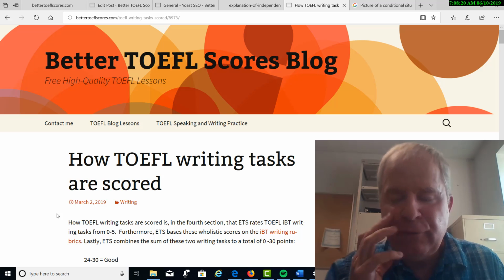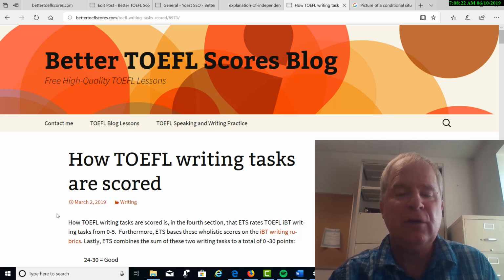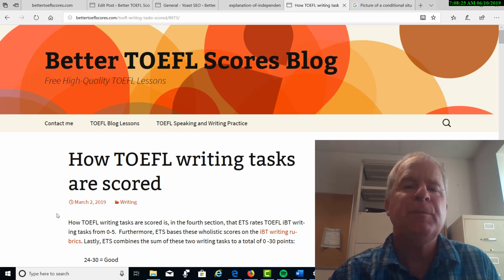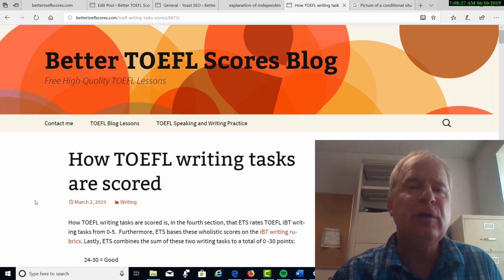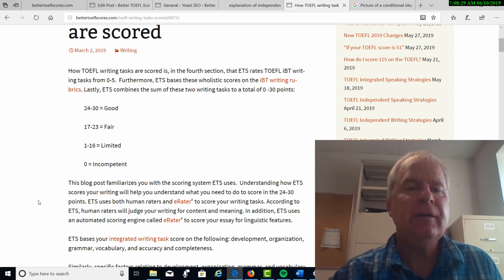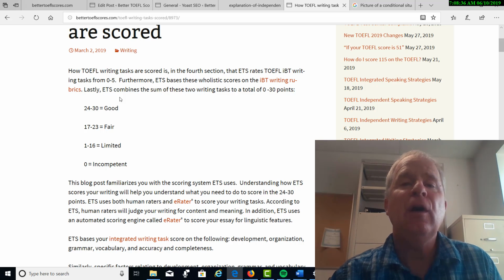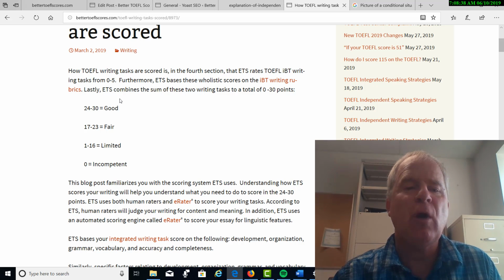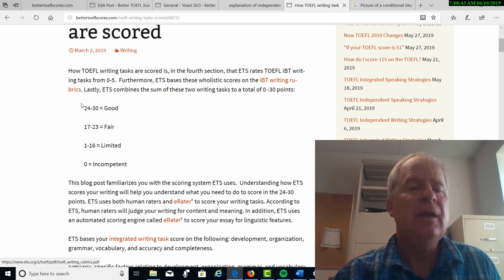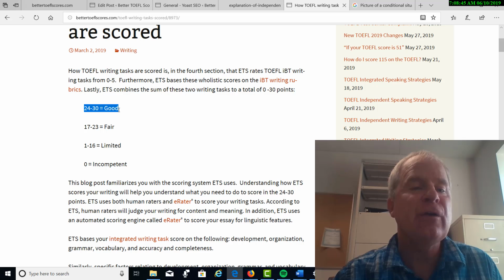Now, everybody knows, if you've taken the TOEFL test or you're going to take it, that ETS has specific rubrics from 0 to 5, right? And from those, they get what's called holistic scores, and that's based on the sum total of your integrated and independent writing tasks. That gives you a score 0 to 30. Now, the purpose of my lesson here is to help you score 24 to 30 points on the writing. That's what I want to do.